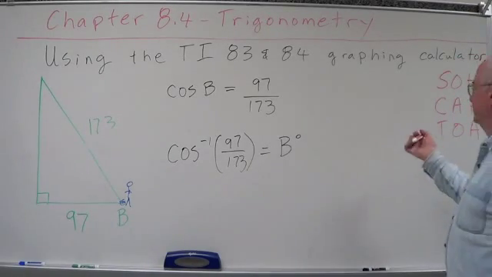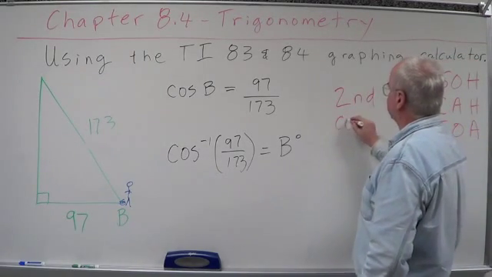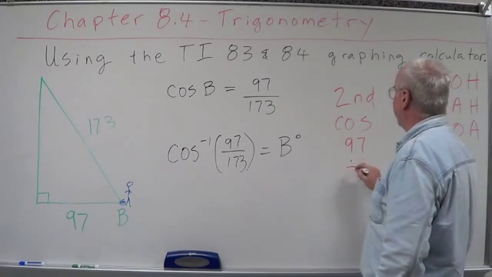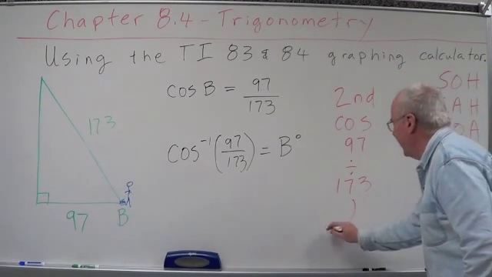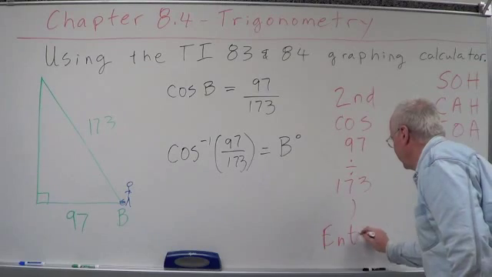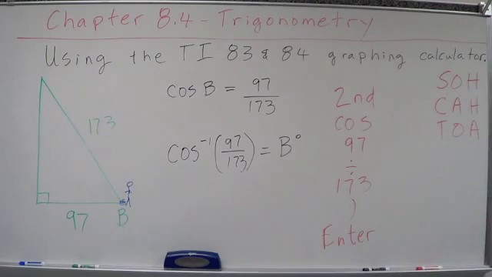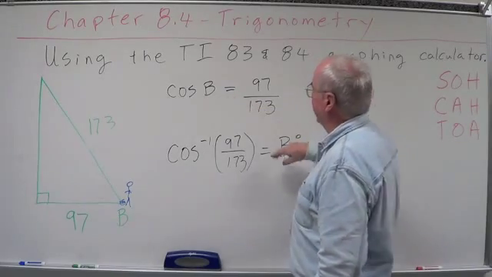How do we do it? In your calculator, you'd be hitting second, cosine, 97 divided by 173, close parenthesis, and enter. And again, you ought to come up with an angle that's very close to 55, 56 degrees, I believe. Okay? All right? This is how you would do that. If you want to find the angle, this is what we're looking at.